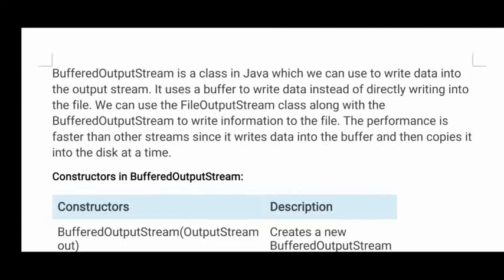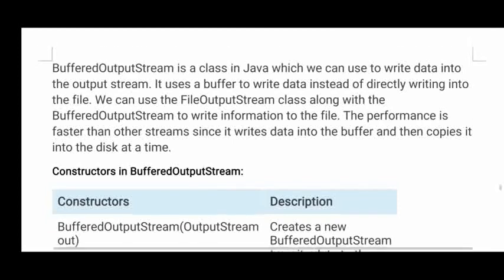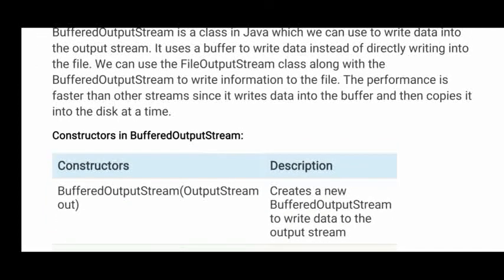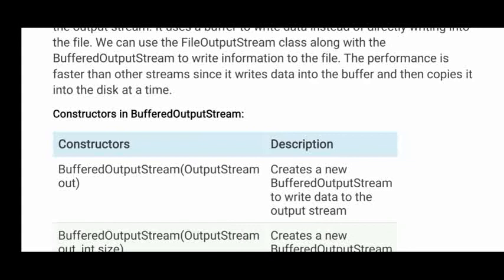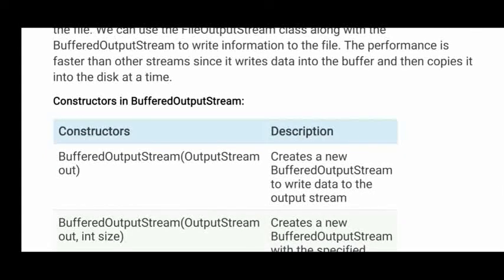Now we can use the FileOutputStream class along with the buffered output stream to write information to the file. The performance is faster than other streams since it writes data into the buffer and then copies it into the disk at a time. Whatever content you want to enter into the file, first we'll enter it into the buffer. After entering the buffer, a copy of the buffer will be created and that will be stored inside the file, which is there on the disk directly.